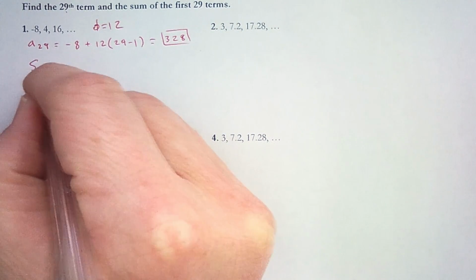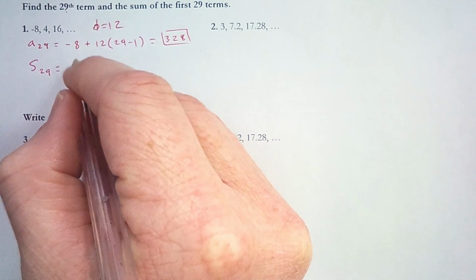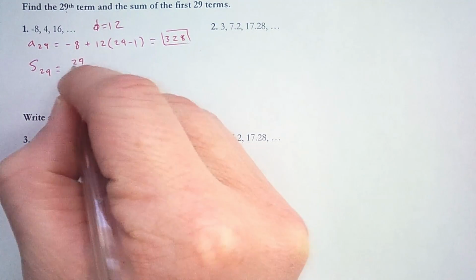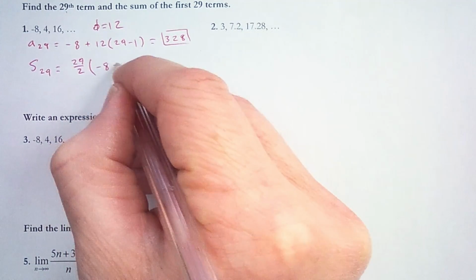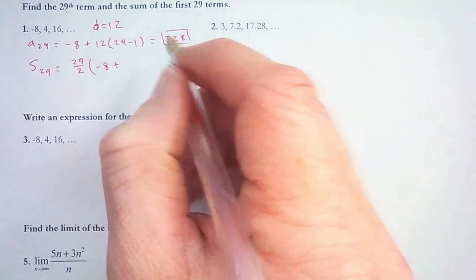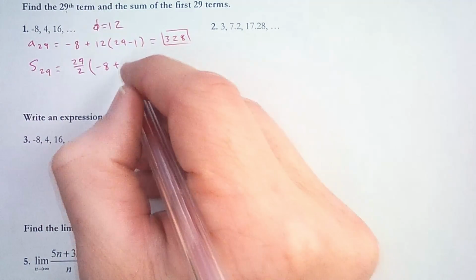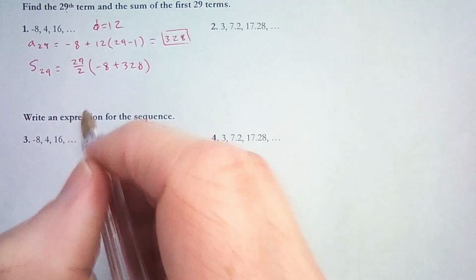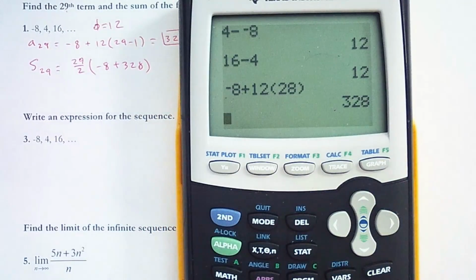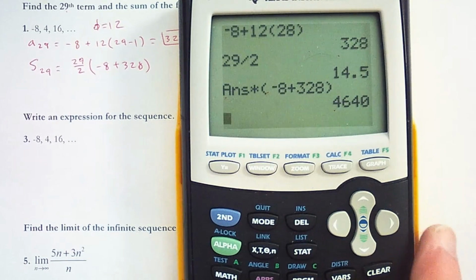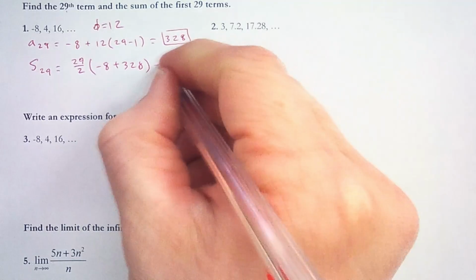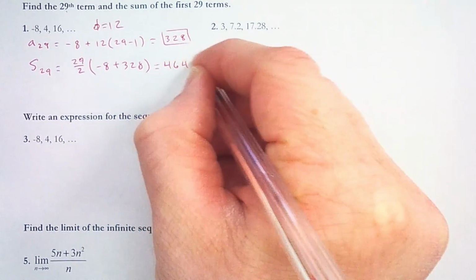To get the sum of the first 29 terms, we do n divided by 2, so that's 29 over 2, times the first term plus the last term, and the last term is term number 29, and that is 328. So we have 29 over 2 times negative 8 plus 328. And that is 4,640. So the sum of the first 29 terms is 4,640.